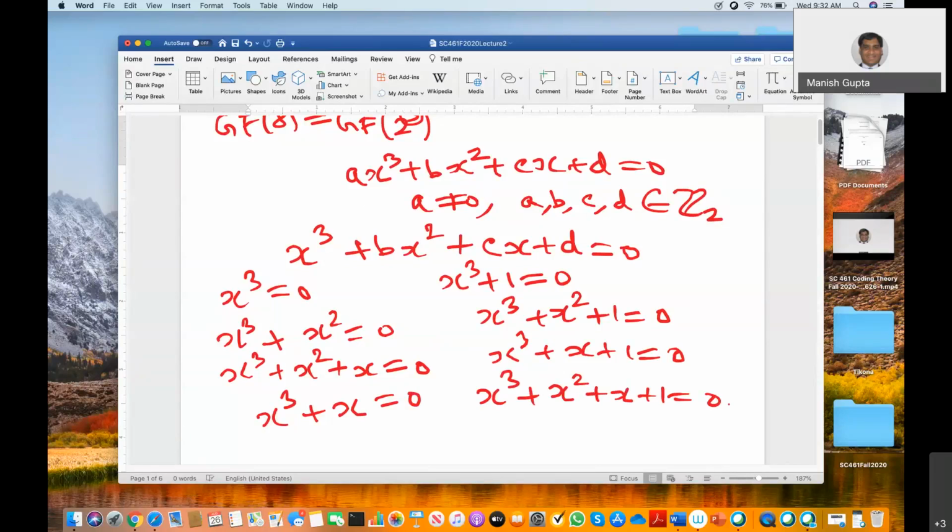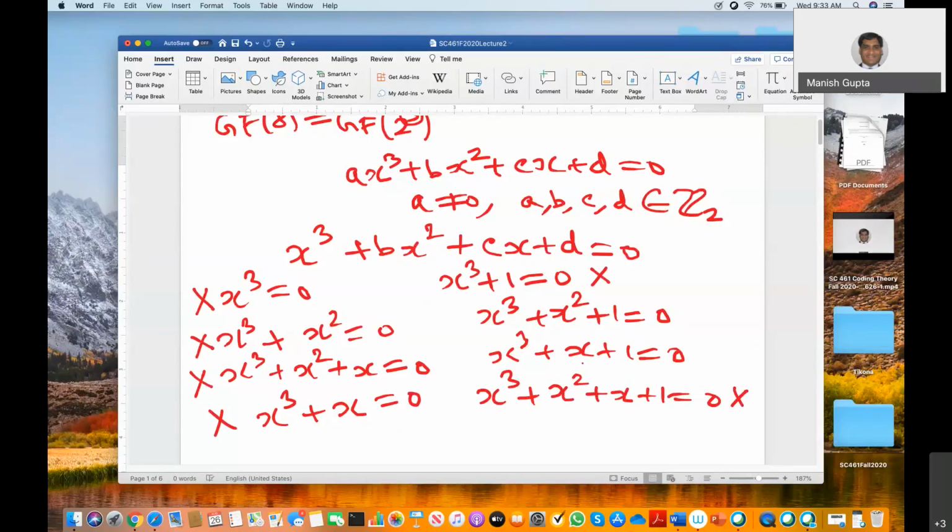Now the question is, which of these equations are useful for us for constructing the field? If you look at x cube is equal to 0, this is not useful because x equal to 0 is a root here. This equation is also not useful because x equal to 0 is a root, and so are these other two. What about this equation? Can I say it is useful? No, because x equal to 1 is a root here: 1 plus 1 is equal to 0. The last equation is also not useful because x equal to 1 is a root: 1 plus 1 plus 1 plus 1 is equal to 0.